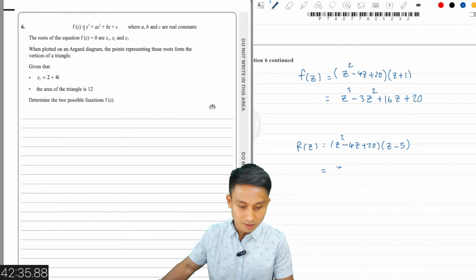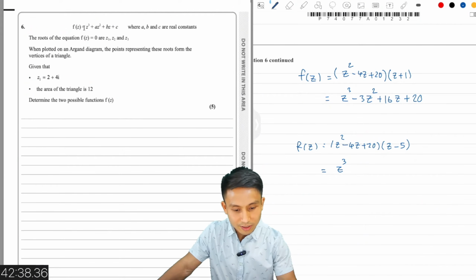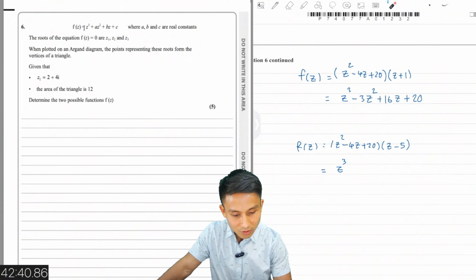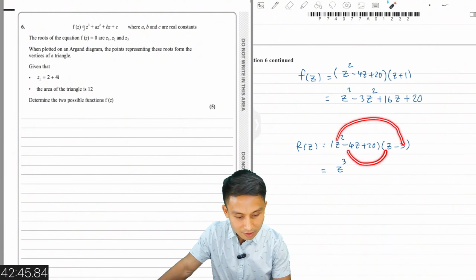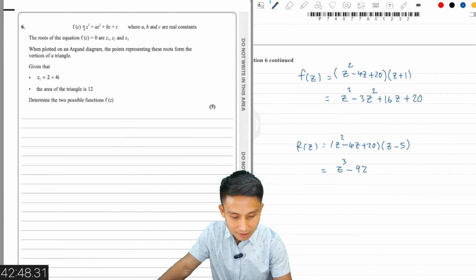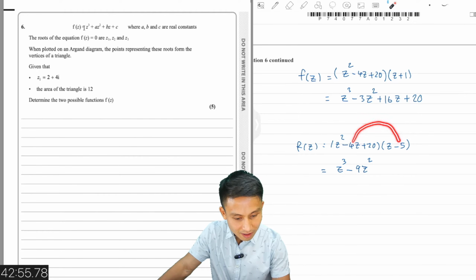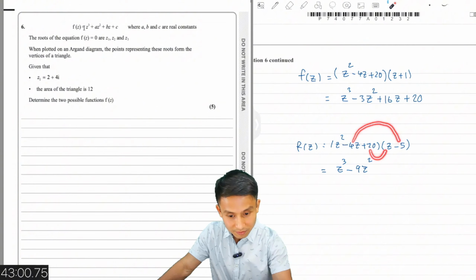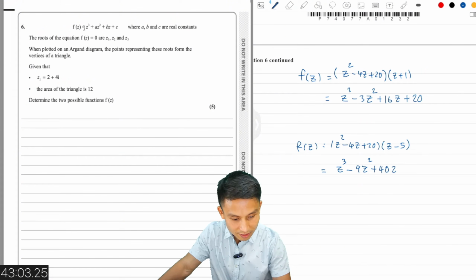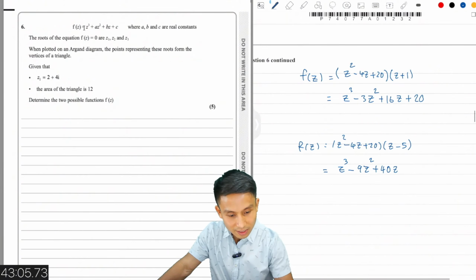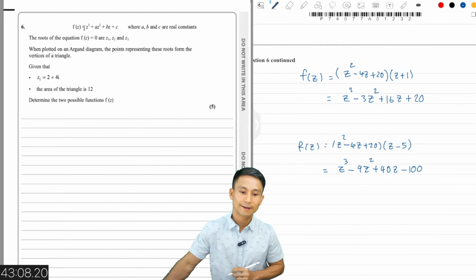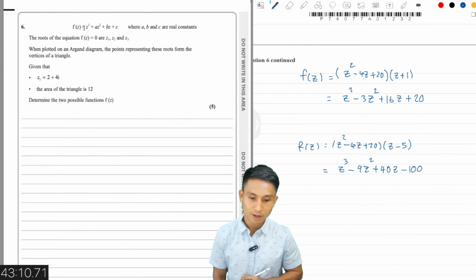For this one, it would be z cubed. Is it the same? No, probably not the same. So we have the square term, we have z minus 5 and minus 4, so that would be minus 9z squared. And then for the z term, we have 20 plus 20. So 20 plus 20, isn't it? Yeah. 20 plus 20 is 40z. And then this times this, we get minus 100. That would be it. Right?